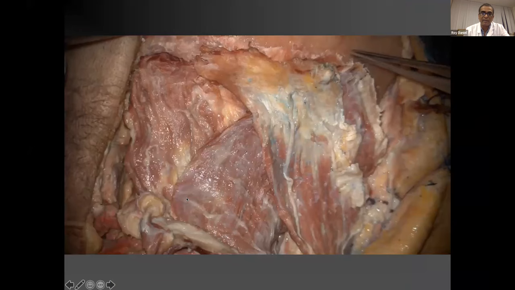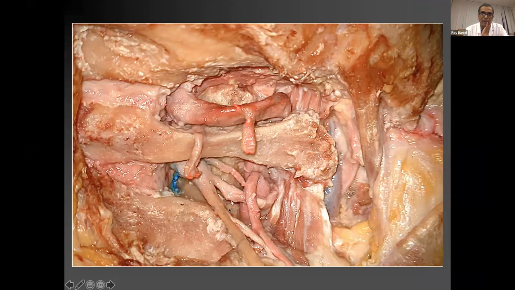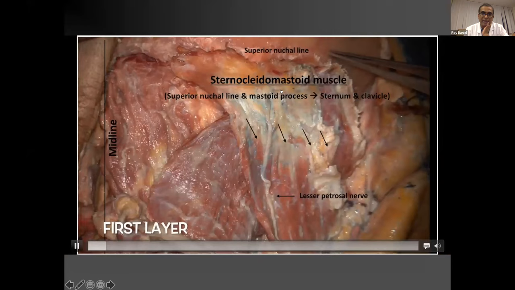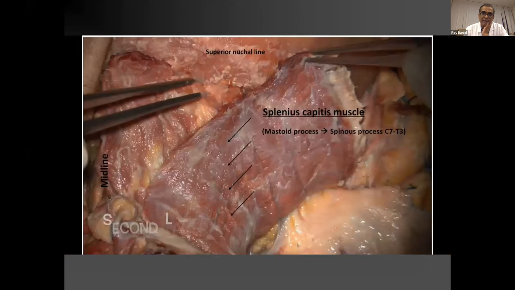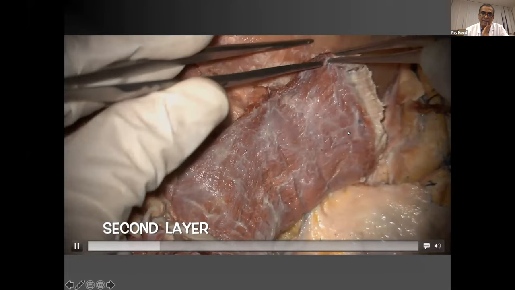Just to show you quick videos that show you the organization of the muscles. So these are the muscles. They're organized into four layers. So the first layer is what you're seeing on the screen, and that's your sternocleidomastoid, which is attached to the superior nuchal line and mastoid process and goes to the sternum and clavicle. And as soon as you move that, you'll see a very large muscle, which is the second layer, the splenius capitis, which comes from the mastoid process and goes medially. Again, they're all attached to the superior nuchal line and the mastoid process here, inferiorly.